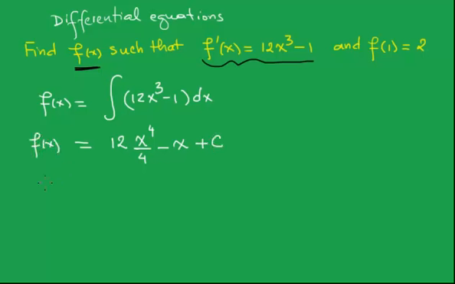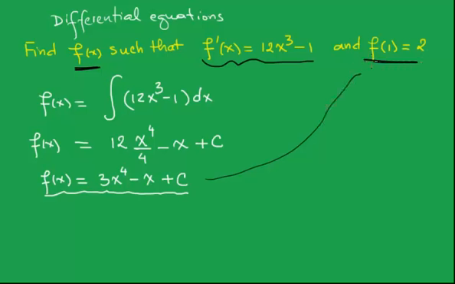So f of x is equal to that. Now you cancel out 12 divided by 4, that's 3, x to the power of 4 minus x, and then plus c. Okay, so this is f of x. But if you look closely at the statement of the problem, they say f of 1 also has to be equal to 2.